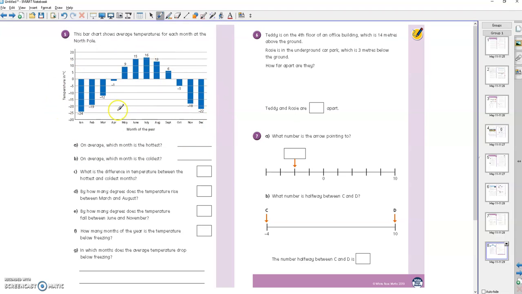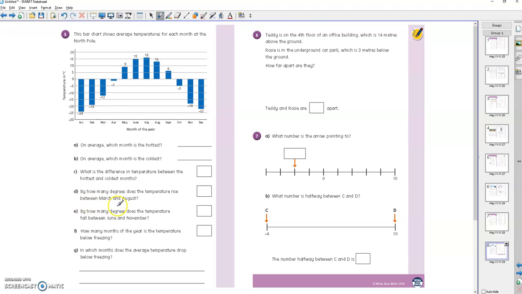So think which temperature is the warmest there and which one's the coldest. And it's asking you to find the differences between different things. So what is the difference in temperature between the hottest and the coldest? By how many degrees does the temperature rise between March and August? We've got March and August here.